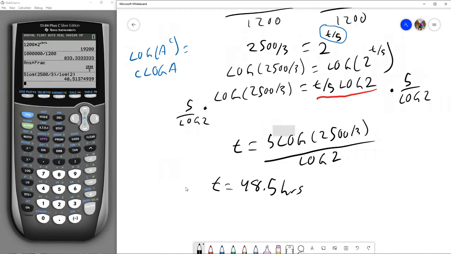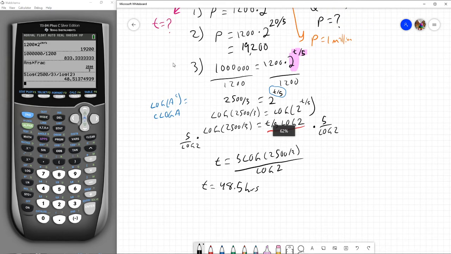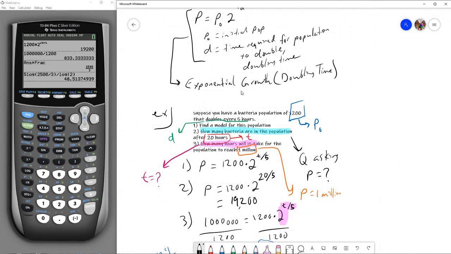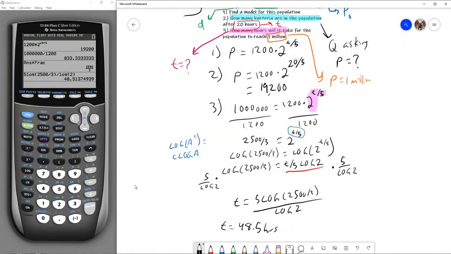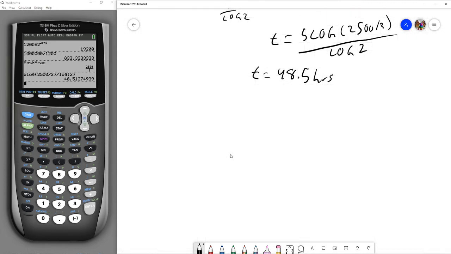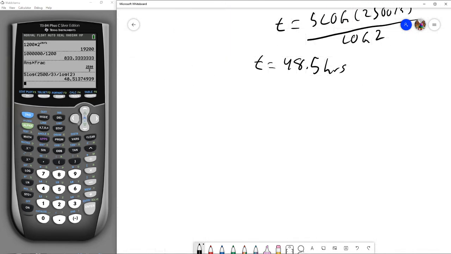So this is an example of working through a problem of exponential growth involving doubling time. However, suppose we don't want to think of a bacteria population in terms of doubling time. Suppose we want to think of it as a continuous change, or in other words, a relative growth rate.